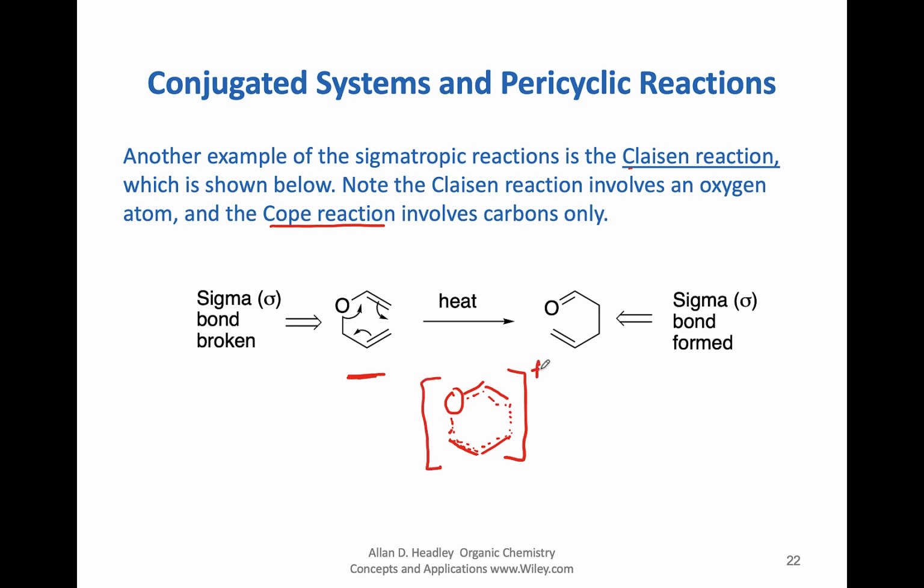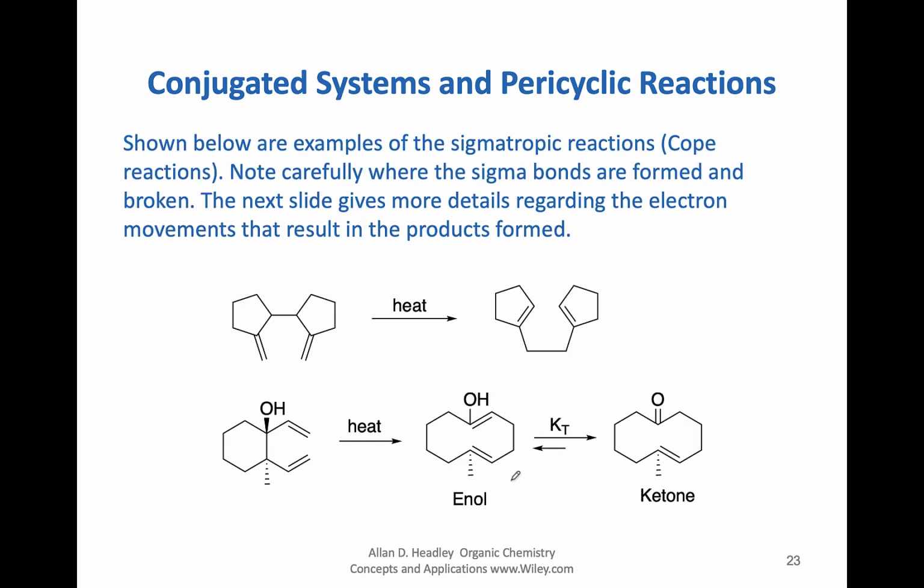We typically put a double dagger just to indicate it's a transition state. Notice again, cyclic with 6 electrons, 2, 4, and 6 electrons in this ring. So therefore this is the product for this sigmatropic rearrangement with this as the transition state. Let's look at another example, a couple more examples here.